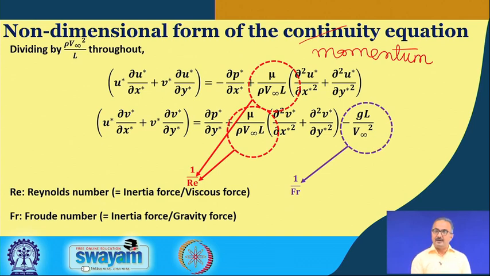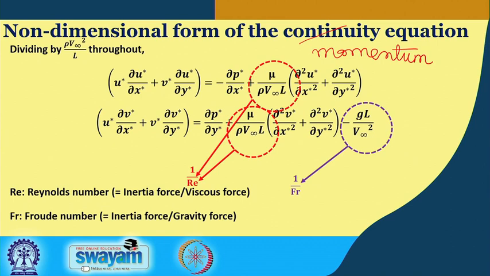So here we are finding that we have the Reynolds number and the Froude number, but this is not restrictive. For other situations, we have many other types of non-dimensional numbers, which we shall look at in another lecture.